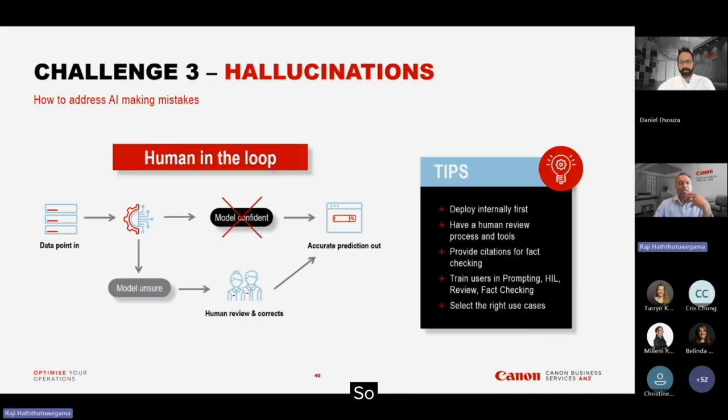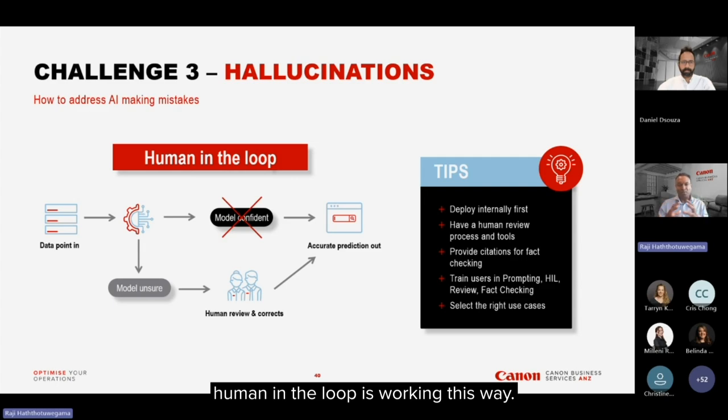I've seen similar diagrams before, where human in the loop works this way. Basically, AI will make a decision or create content or do something. If it's highly accurate up to a certain percentage, that could go into a system, and then you have a human review process if it's not. But even if it's highly accurate, how do you know that?